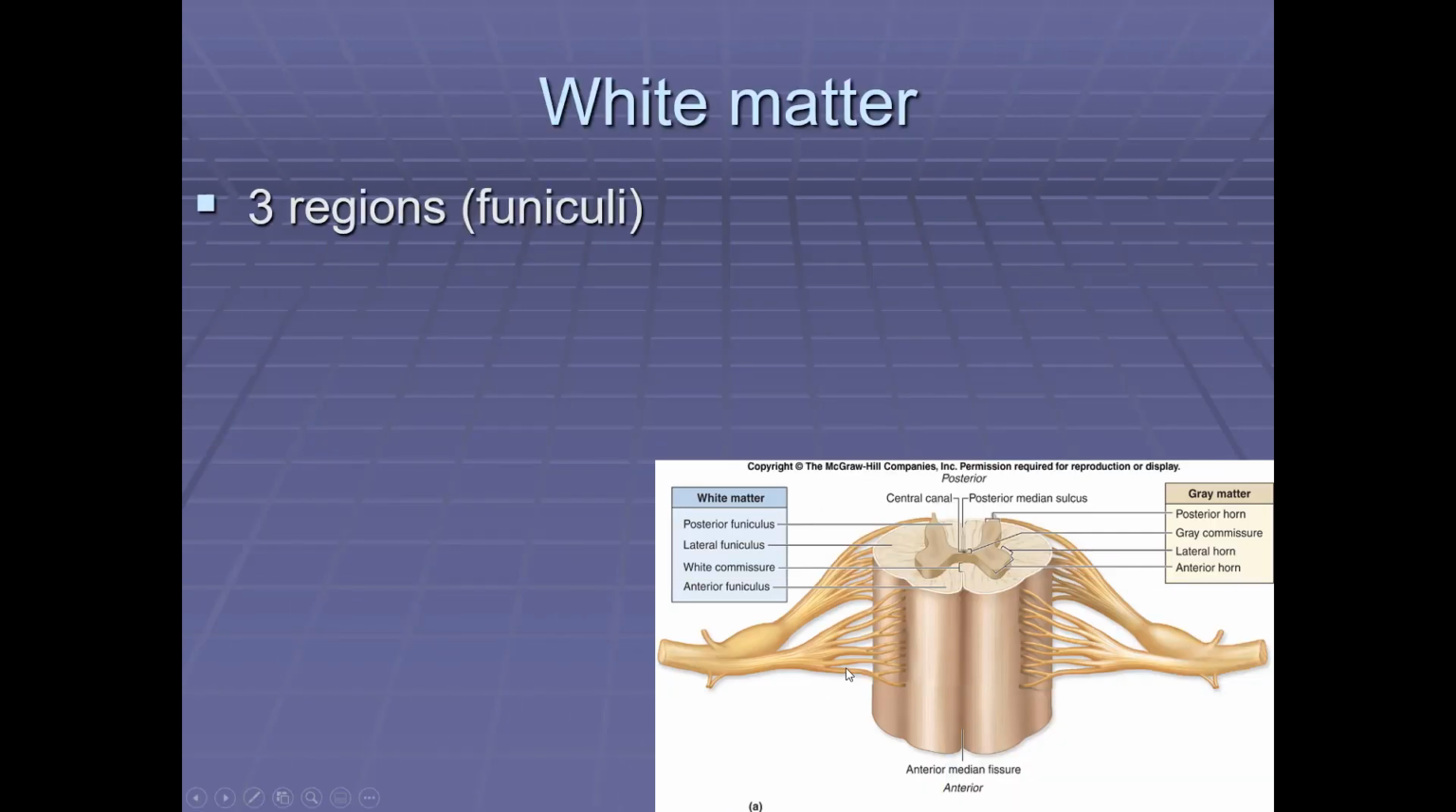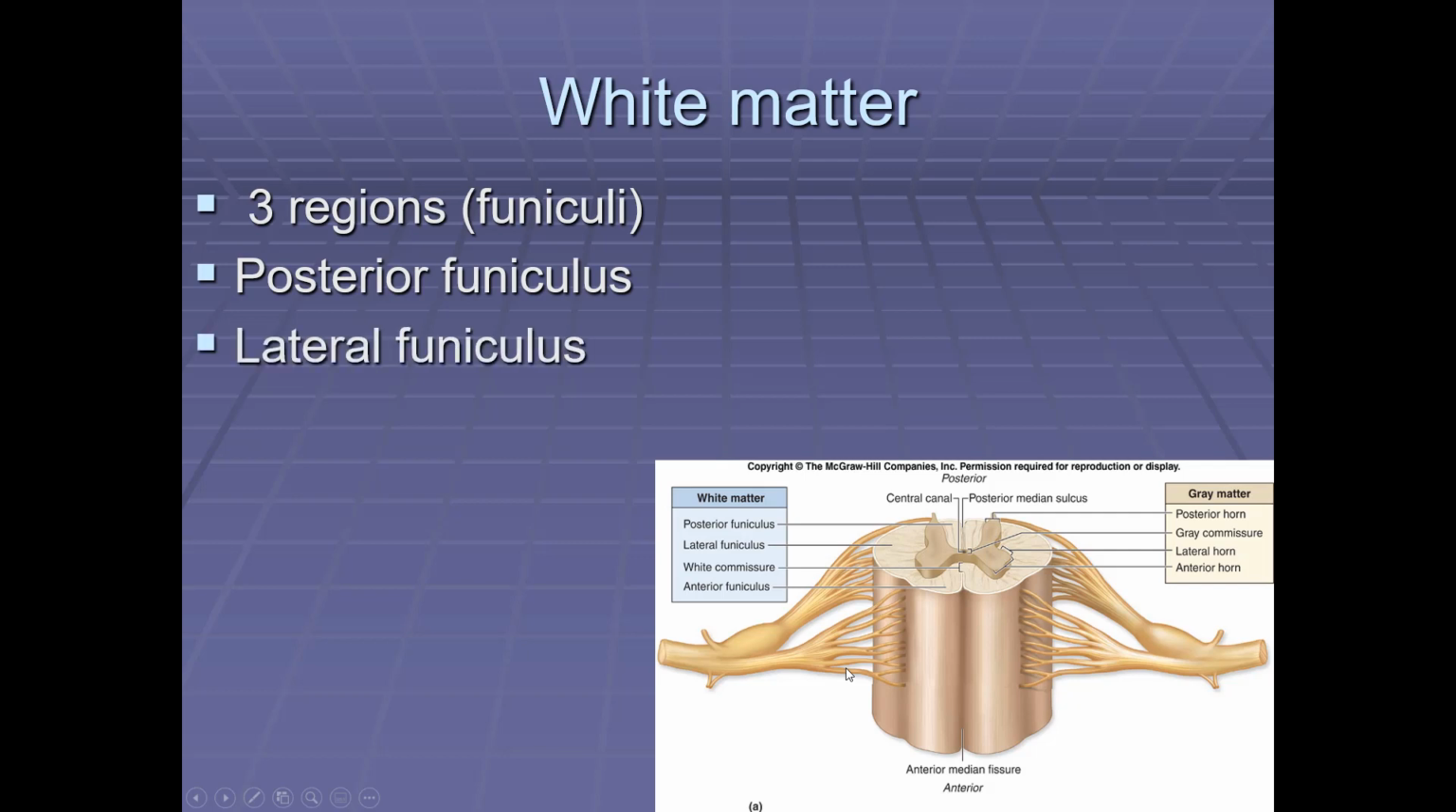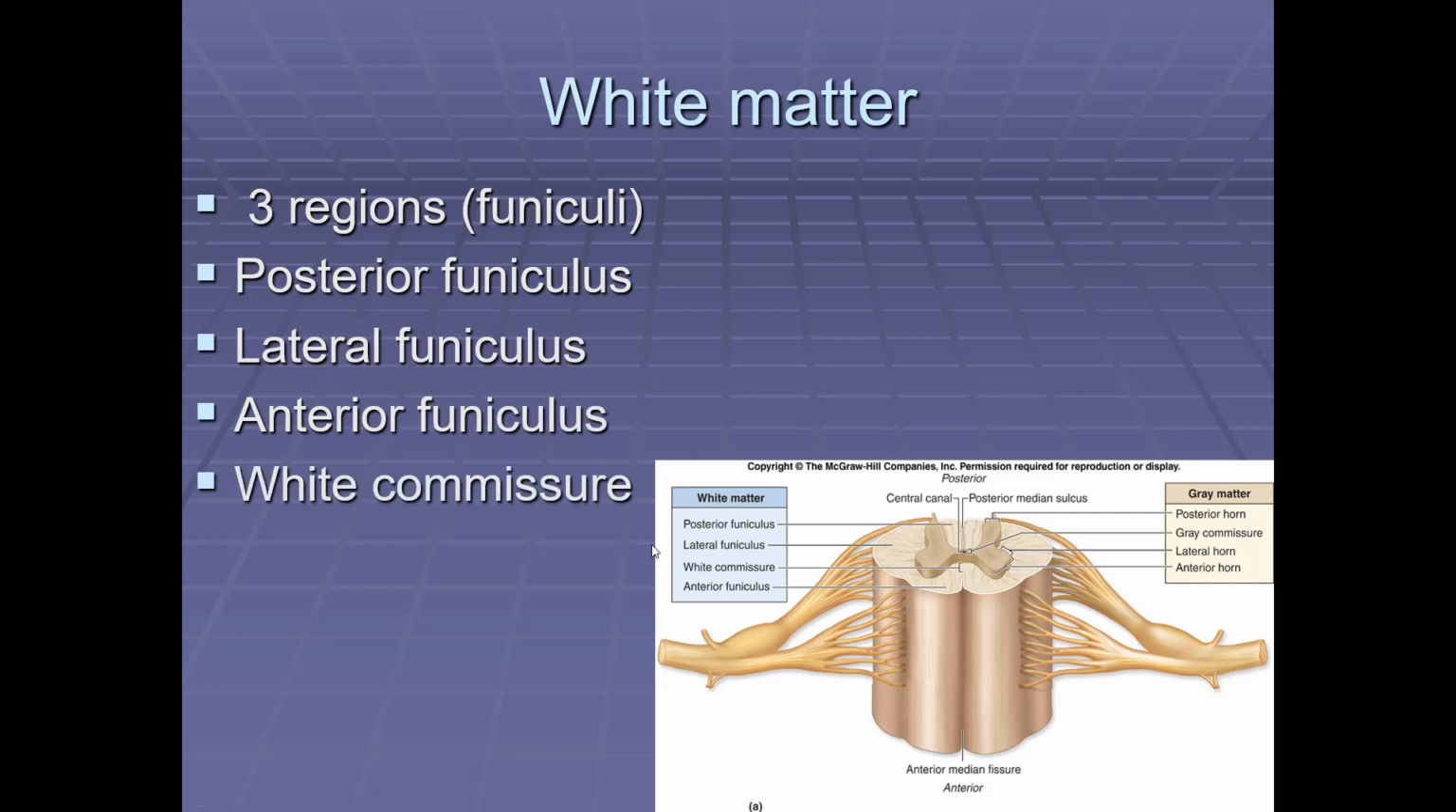The white matter of the spinal cord is divided into regions called funiculi. Similar to what we saw with the horns, we have posterior funiculi, lateral funiculi, anterior funiculi. Singular would be funiculus, so posterior funiculus if you're talking about one, lateral, and then anterior. And then this little part of white matter going across the spinal cord is called the white commissure, right in front of the gray commissure.